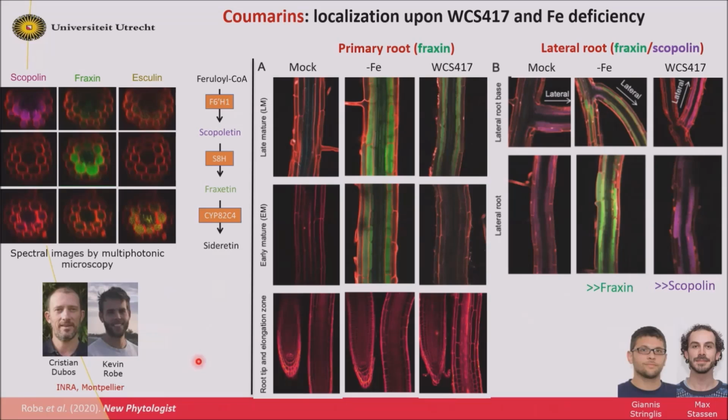But before I show you that, I show you first this slide, because we can nicely visualize the coumarins inside the roots. So this was done in the lab of Christian Dubois in Montpellier in France. Here you see in purple scopolamine, in green fraxin, and in yellow esculin, which are three dominant coumarins in Arabidopsis. We also did experiments in response to colonization of the roots by the Pseudomonas bacteria. You nicely see accumulation of fraxin in the roots and also scopolamine in the lateral roots of the plants that are colonized by the Pseudomonas bacteria.